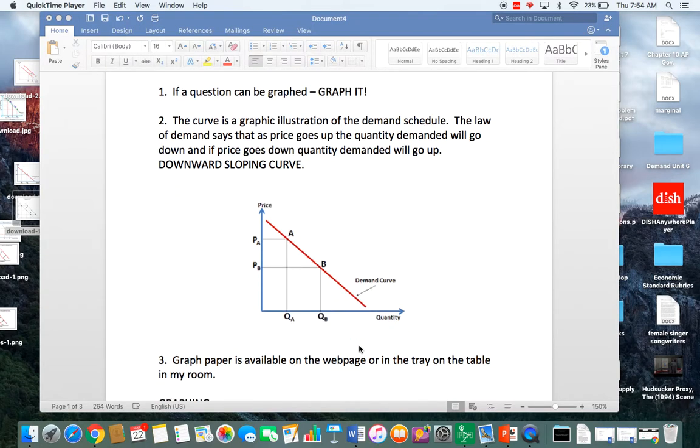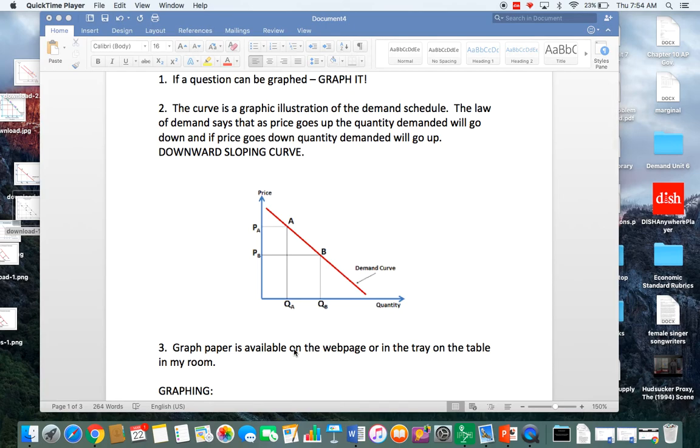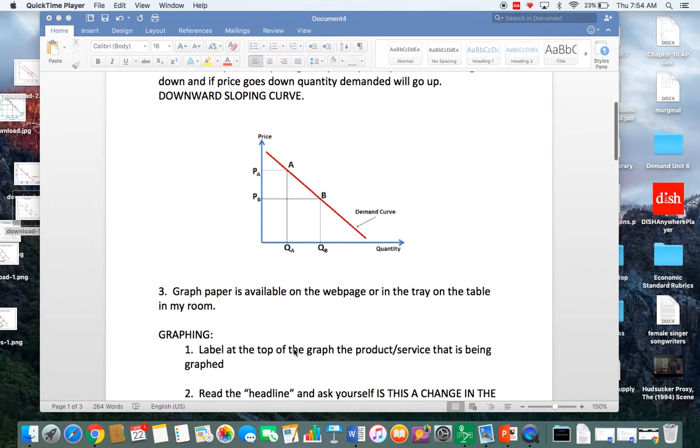I have put graph paper on the web page, so if you want to download, you can print off as many pages as you want, but I'm also going to have graph paper on the table in my room in one of the trays, so make sure that you are graphing. First thing you're going to do, whatever this is, and the graph paper has this, all you're going to have to do if there's not already a demand curve is to just draw a downward sloping demand curve, and we're always going to label our demand curve. I always label it D1. What that tells me is that is my first curve.